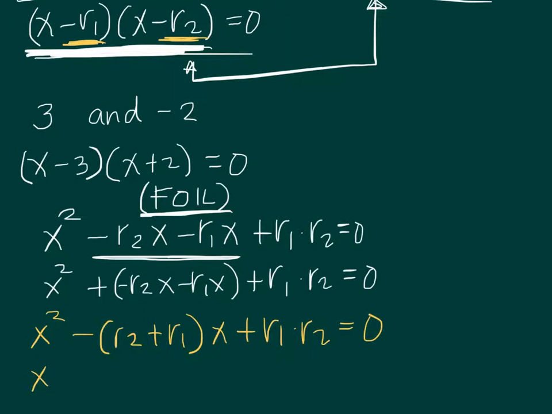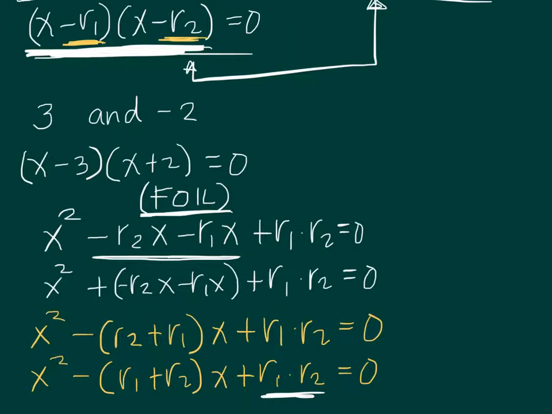And also, I can arrange R1 and R2, so it becomes x squared minus (R1 plus R2)x plus R1 times R2 equal to 0. If you notice now, R1 plus R2 is the sum of the roots of the quadratic equation, and R1 times R2 is the product of the roots.